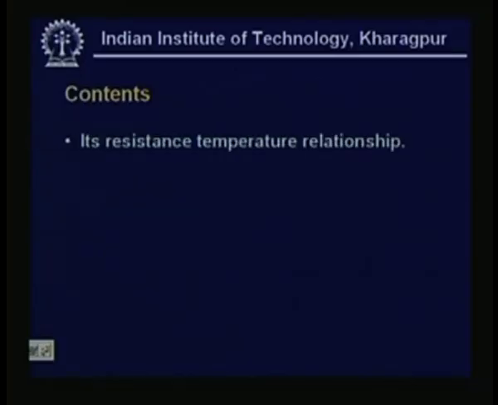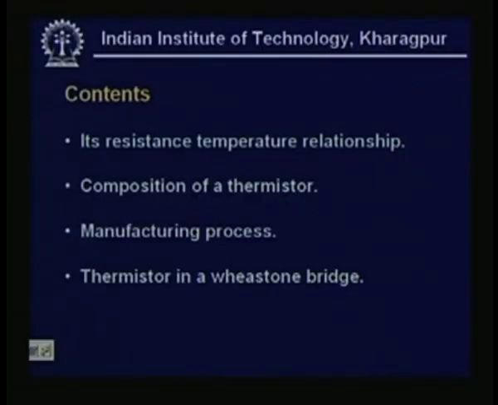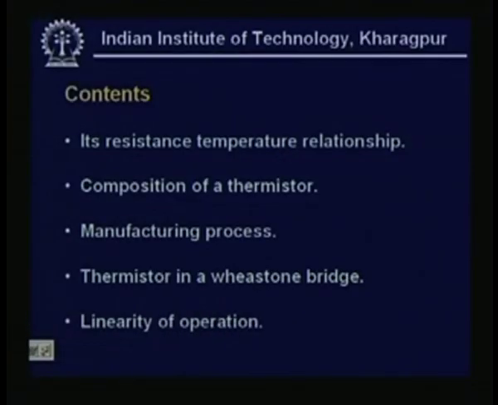Now, the contents of this lesson are its resistance temperature relationship or characteristics, and the composition of a thermistor, because it is a semiconductor material. So, you have to look at what the compositions are and how it is made, the manufacturing process, how actually a thermistor is made, and the thermistor in a Wheatstone bridge. This is very important. We will show that the Wheatstone bridge is used to take an unbalanced voltage which is calibrated in terms of temperature, and its linearity of operations.